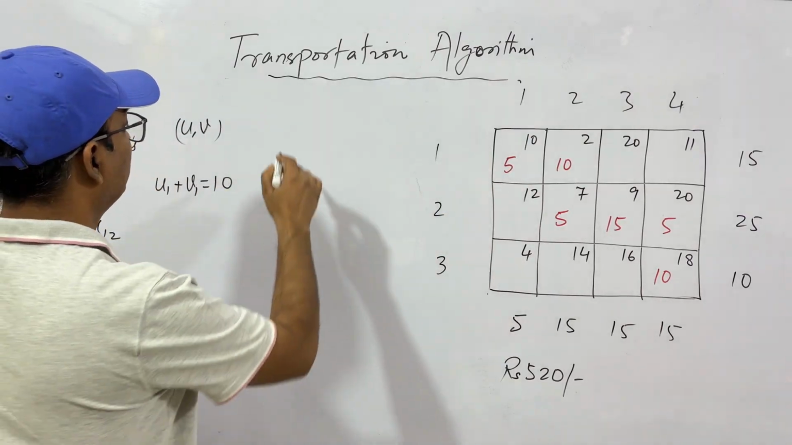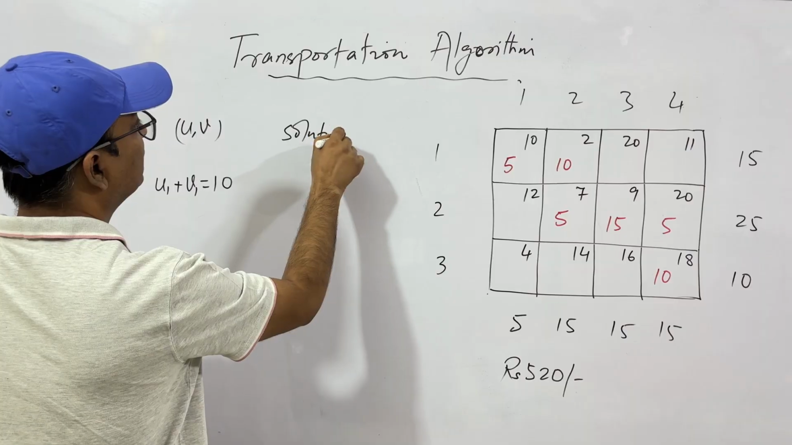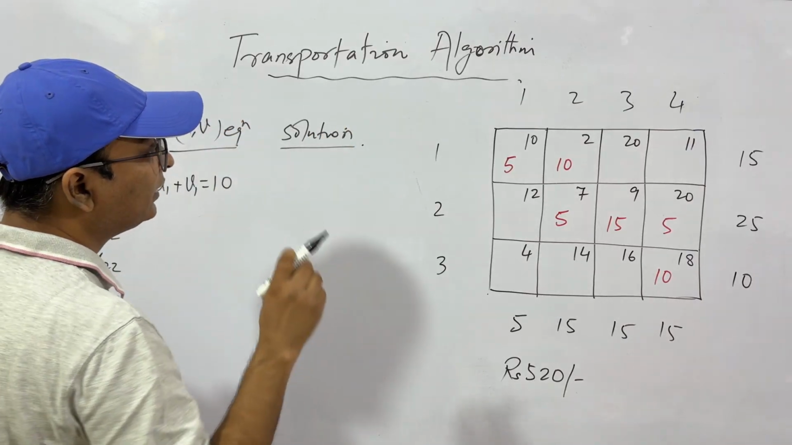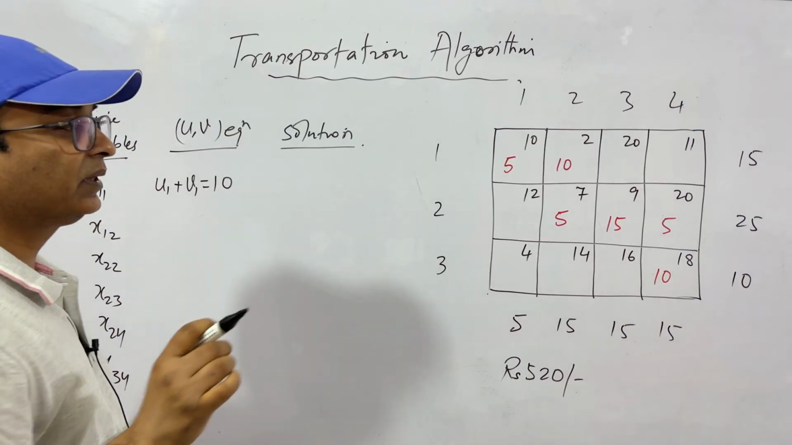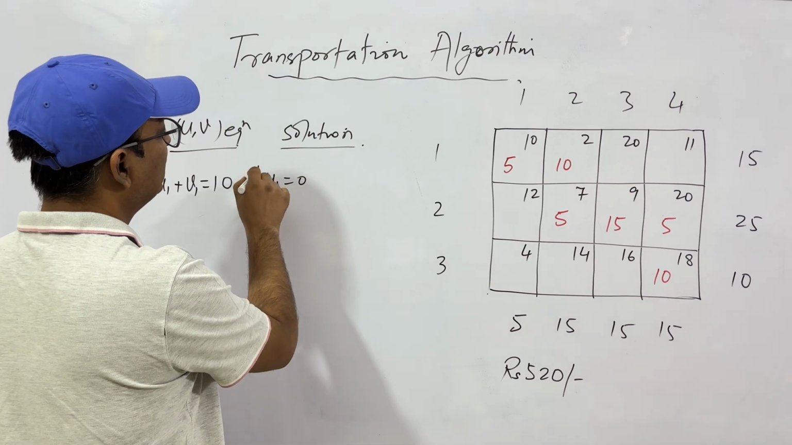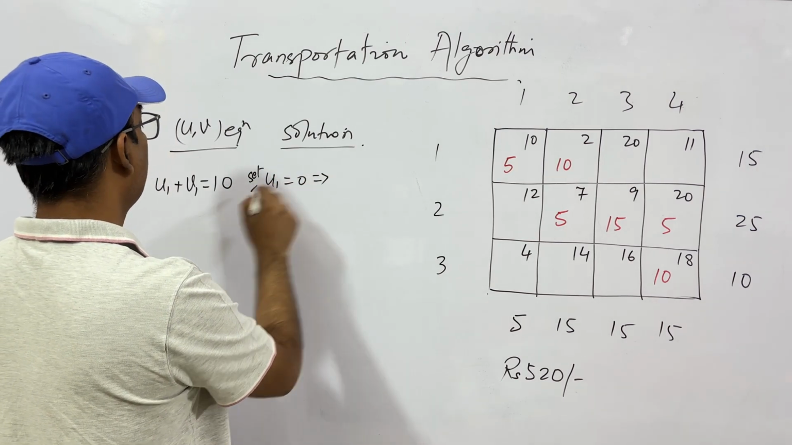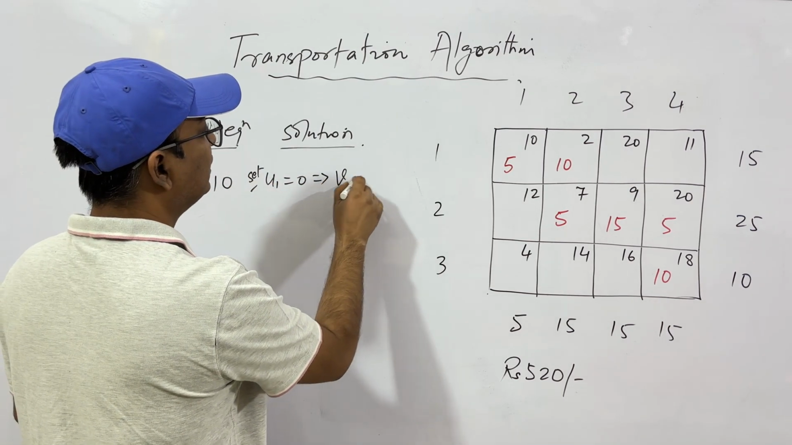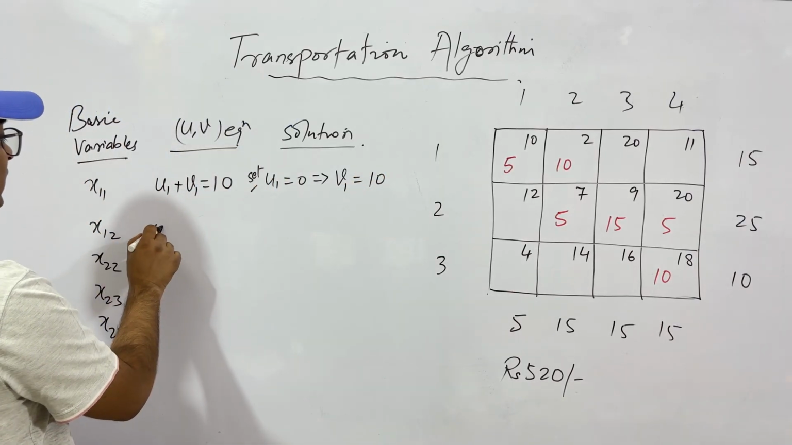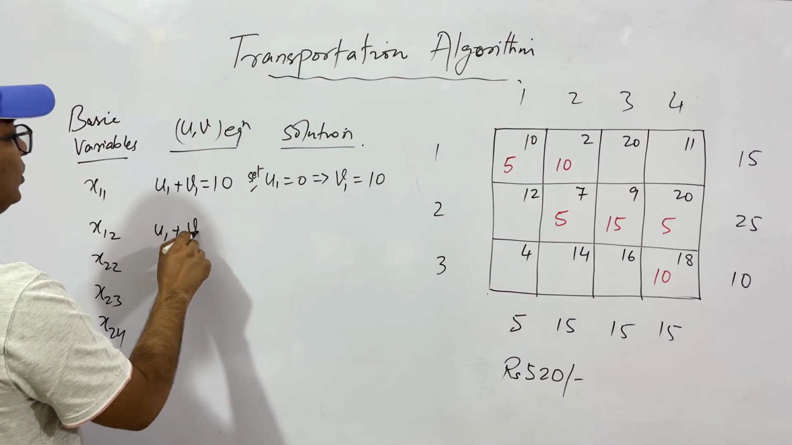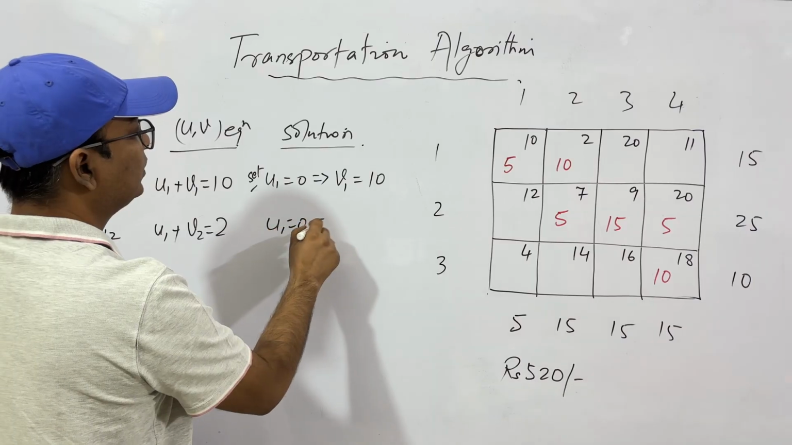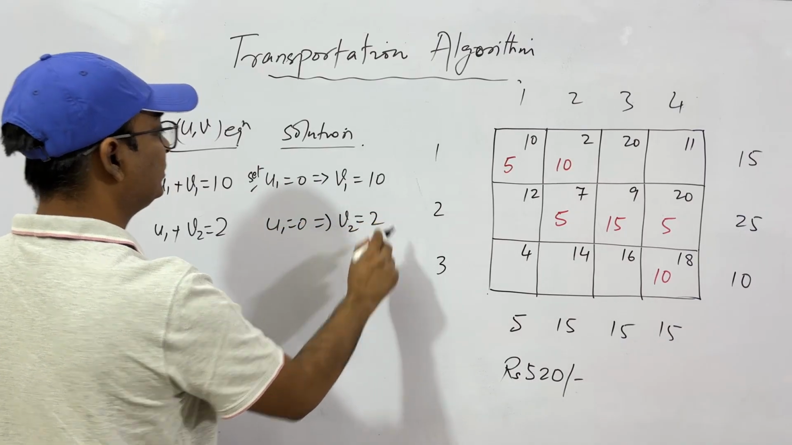So here u1 plus v1 will be equal to cij, that is 10. Now here we write the uv equation solution. First, we must take one of the variables to be 0. So we set u1 equal to 0. This means if u1 is 0, v1 is 10. Now we have two values, u1 and v1. Here it is u1 plus v2, and cij is 2. So u1 is 0, so our v2 will be 2.